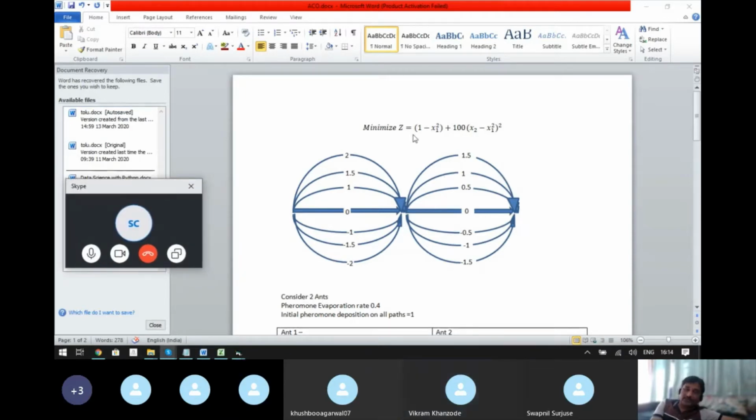Okay. So this is our function: minimize z equal to (1 minus x1) square plus 100 into (x2 minus x1 square) of that whole bracket. Now how to solve this by using ant colony optimization? Ants are supposed to travel on certain paths. So it is essential that we will have to create the paths for the ants to travel, right?